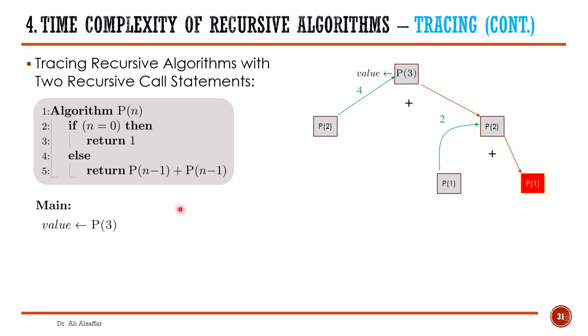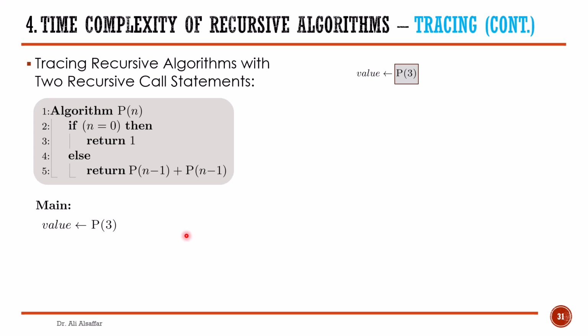Returning back to P2, its right child P1 is executed, followed by calling the left child P0, returning 1, followed by calling the right child P0, returning also 1. P1 will add the two return values and return 2 to its parent P2. Now P2 will add the two return values and return 4 to its parent P3. P3 will add the two return values and return 8 to the main program, where the main program will save it into the variable value.